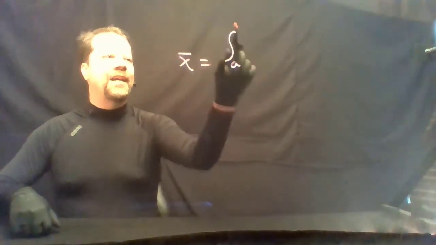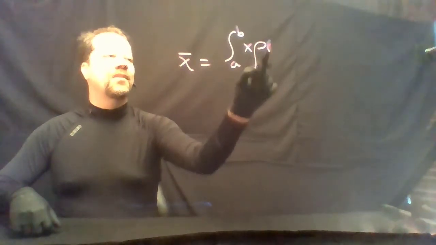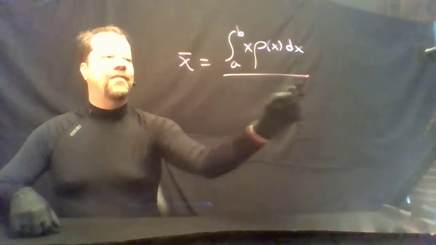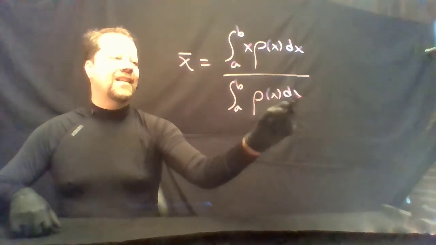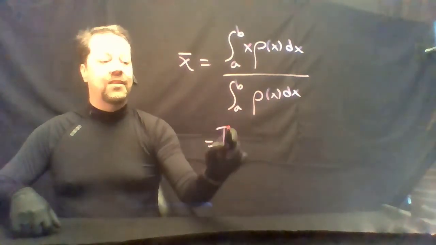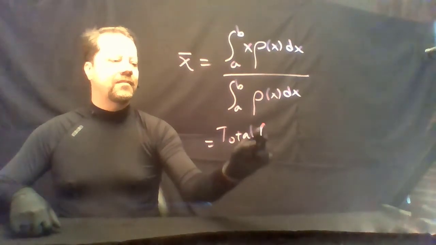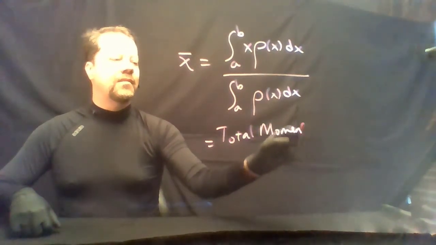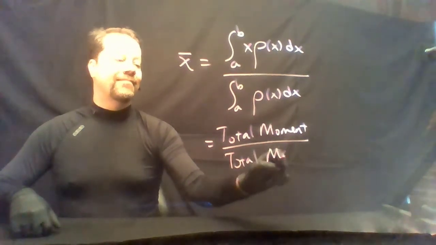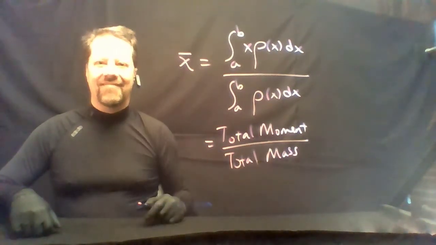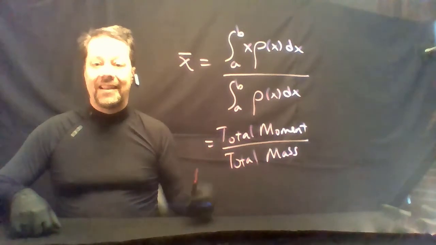We have x bar is the integral from a to b of x rho of x dx divided by the integral from a to b of rho of x dx. That's the total moment divided by the total mass. These are pretty easy to calculate. Let's do an example.